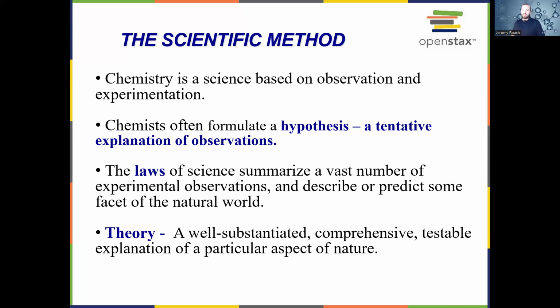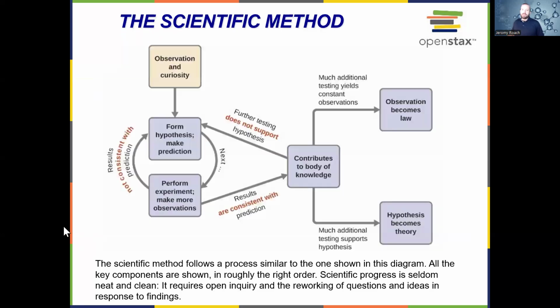A theory is a well substantiated, comprehensive, testable explanation of a particular aspect in nature. So theories have been checked many different times. That's why we say it's well substantiated, and it's also testable, which means that we can test it again to make sure that it's going to happen.